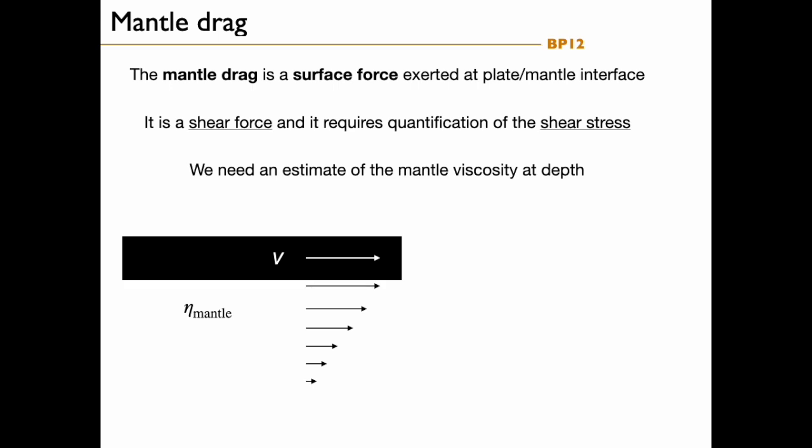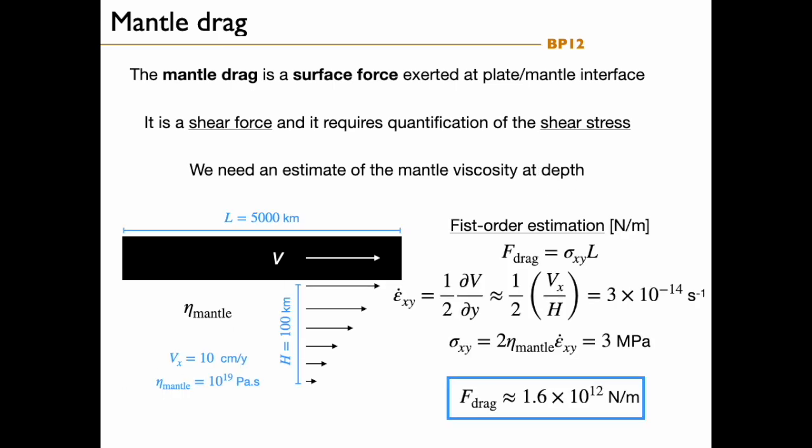Now the mantle drag. This time the mantle drag is a surface force. It's a shear force exerted at the plate-mantle interface. So we have a plate moving with a velocity, and below there is a fluid which is being sheared by the motion of the plate. To make a first order quantification of the shear force, we need to know the shear stress, and we need to know the mantle viscosity to compute the stress. So let's go for a first order estimate.